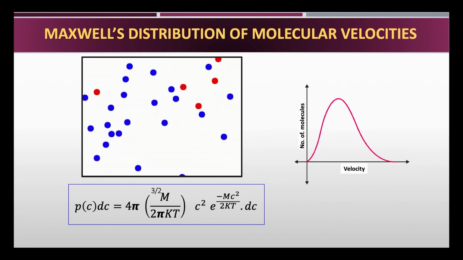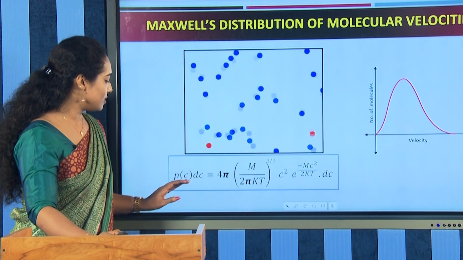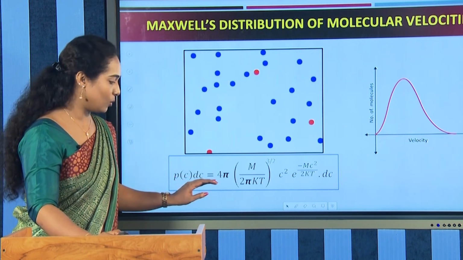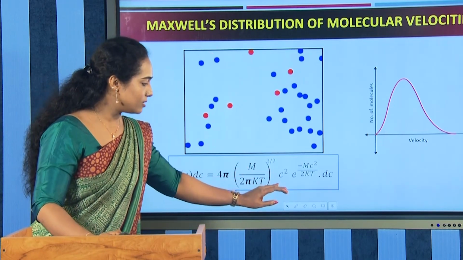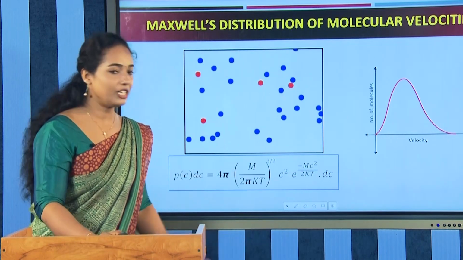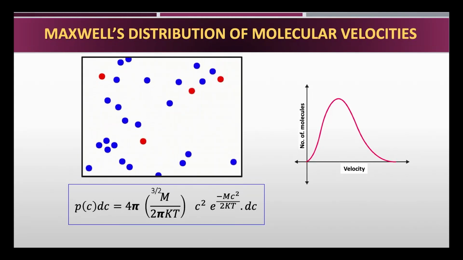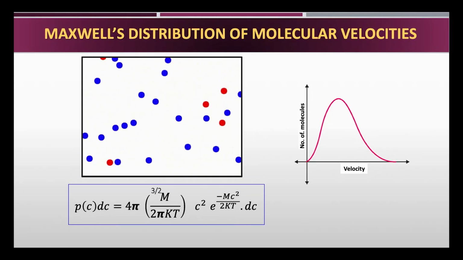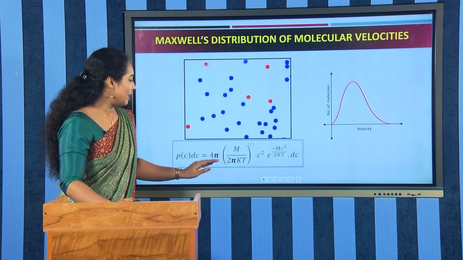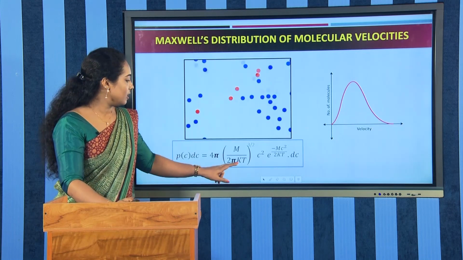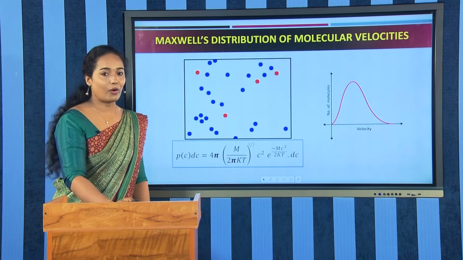If we analyze the mathematical representation of Maxwell's distribution of velocities, the equation is P(c) dc equals 4 pi times m divided by 2 pi kT raised to 3 by 2, times c square, times e raised to minus m c square divided by kT, times dc. Here P(c) dc means the probability of a gas molecule to have a speed between c and a small difference, that is, c and c plus dc, and k here means Boltzmann constant, T is temperature in Kelvin, and pi is a constant whose value is 3.14.